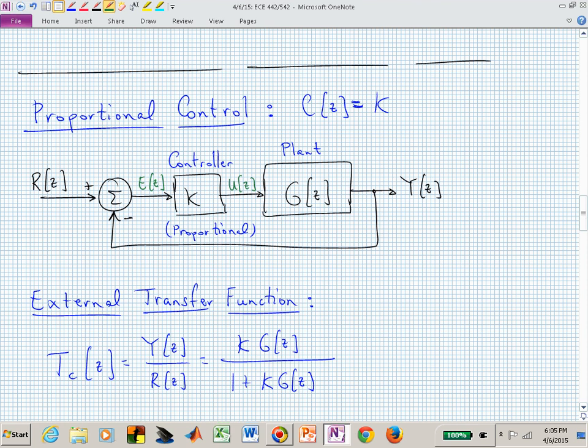And now if you did, here we didn't have that, but if you did cancel an unstable pole or zero with your controller, you're going to have an internal instability. It may look fine between R and Y, but between R and E, or between R and U, or not shown here, but between the disturbance D and the output Y, one of those might be bad. And that's not what you want.